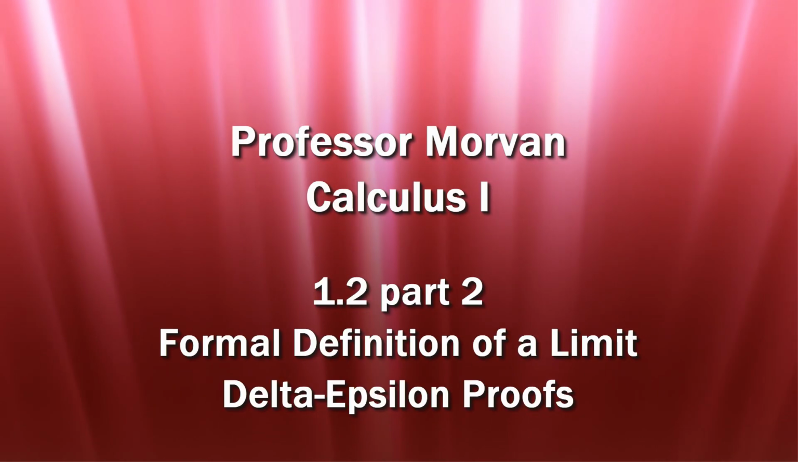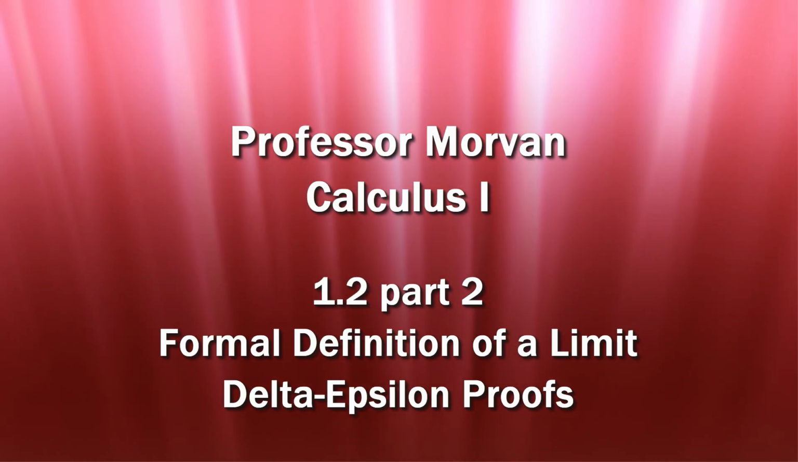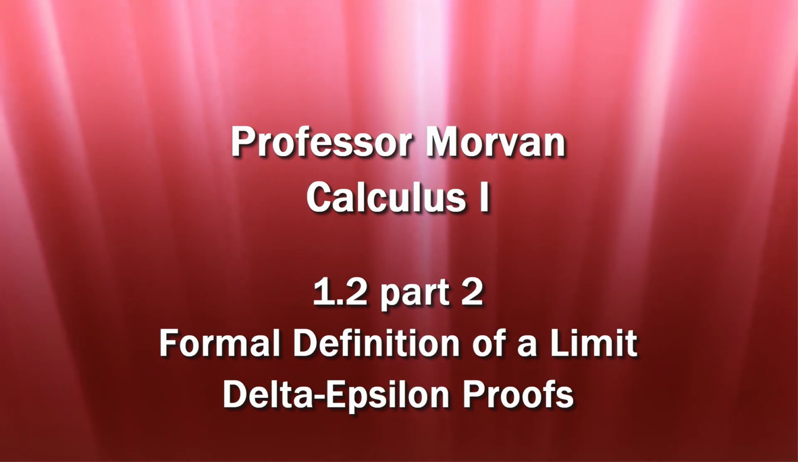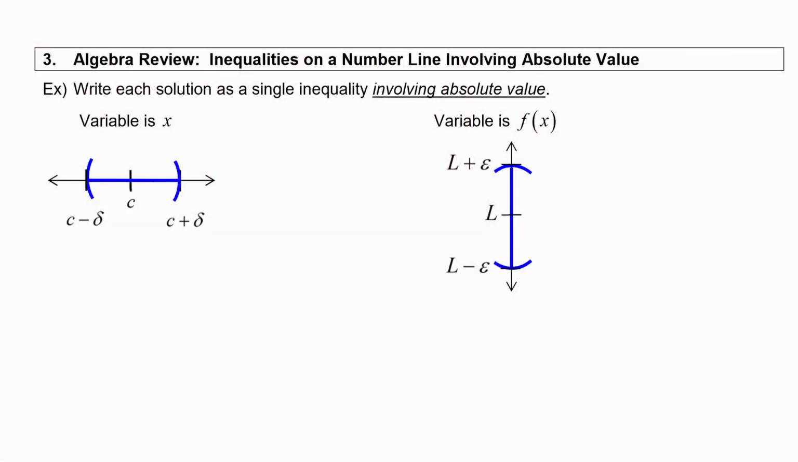In this lesson, you will learn about the formal definition of a limit and delta-epsilon proofs. First up, we need to do an algebra review of inequalities on a number line involving absolute value. In this example, we have to write each solution as a single inequality involving absolute value.